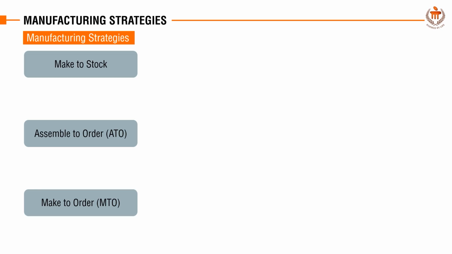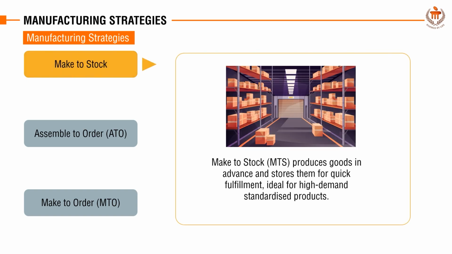These strategies serve different market demands and production environments, influencing how companies manage their inventory and respond to customer needs. Let's look more closely at three distinct manufacturing strategies. Number one, make to stock. Make to stock, often termed as MTS, is a manufacturing strategy where products are produced in advance and stored in inventory until customer demand arises.